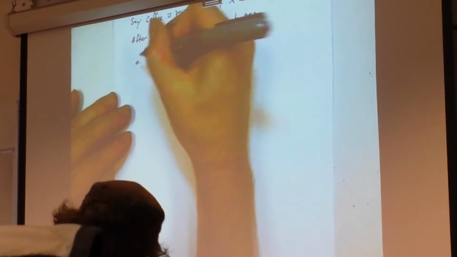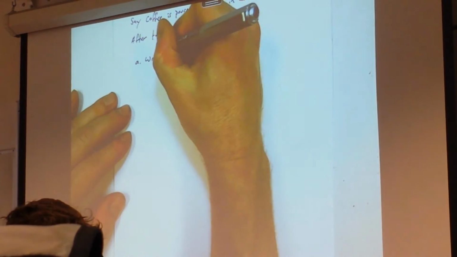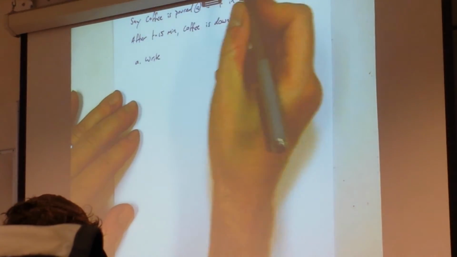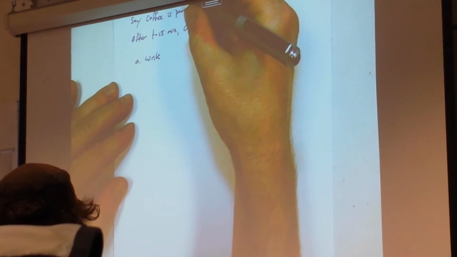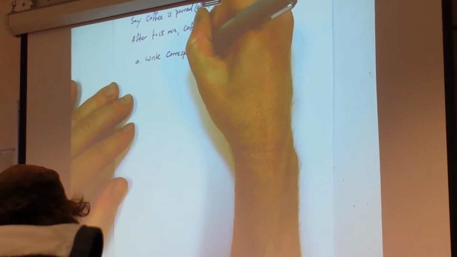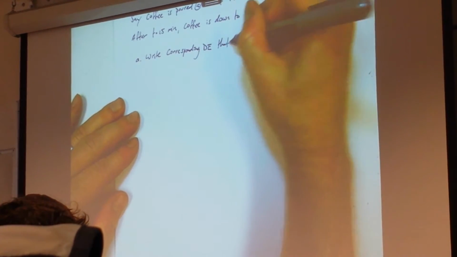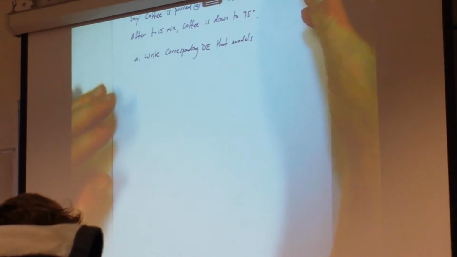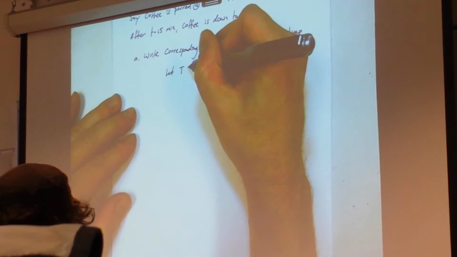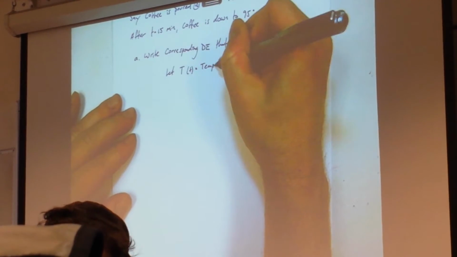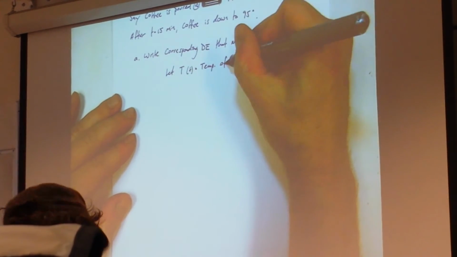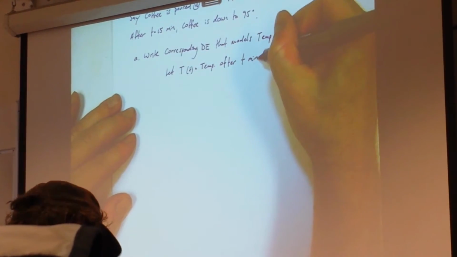So I want to do a couple things with this. First, I want to write the corresponding differential equation that models the temperature over time. Okay, so a couple things. Let's define T of t to be the temperature of the coffee after t minutes. So we have to define our variables.